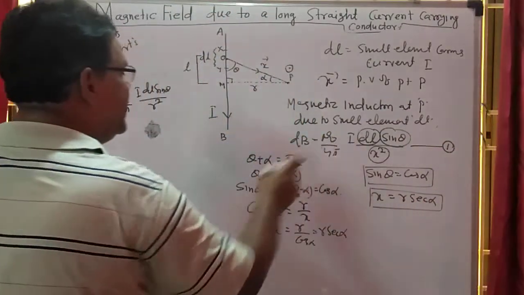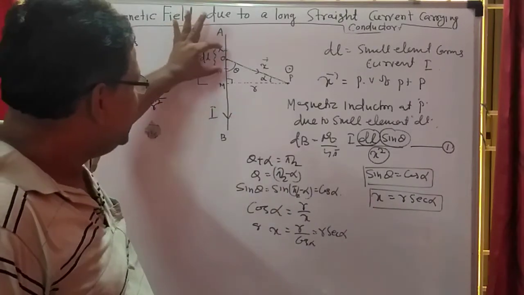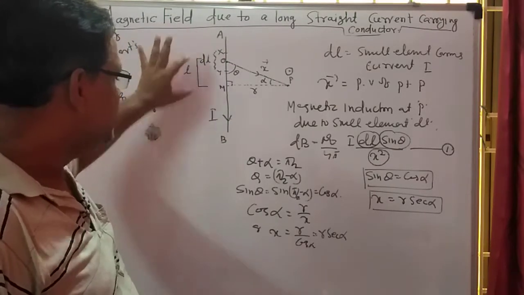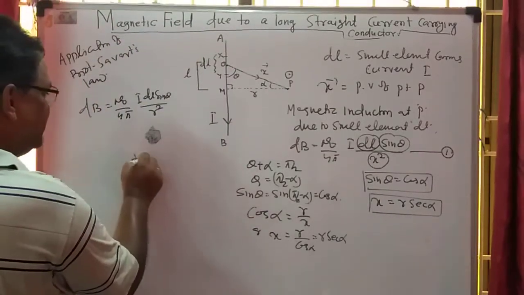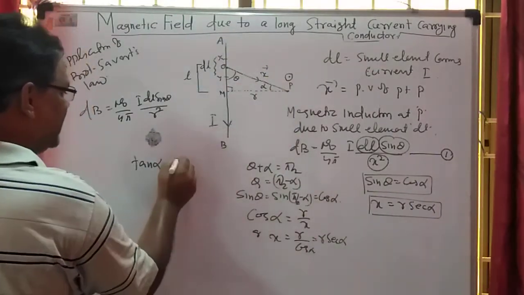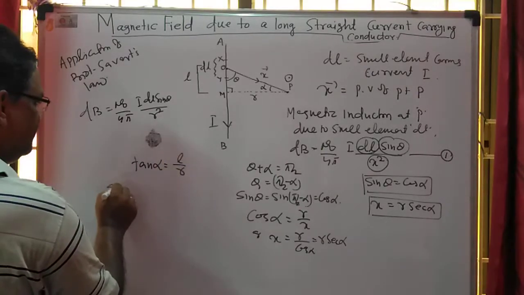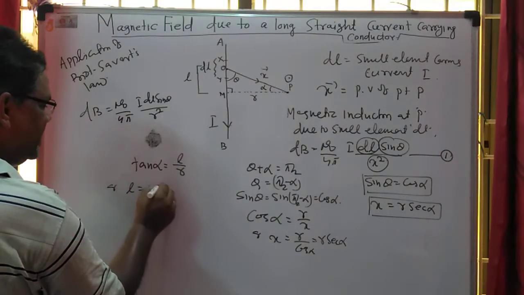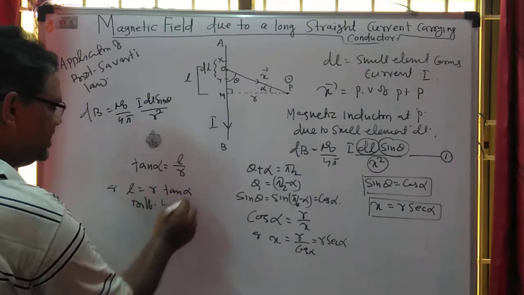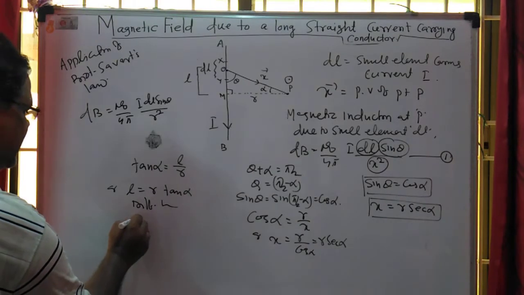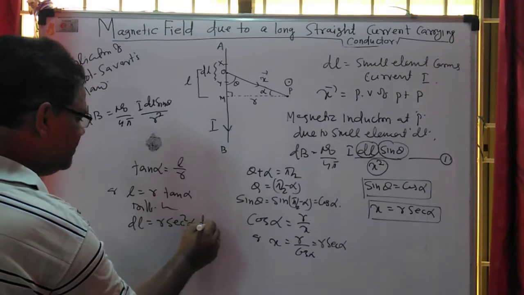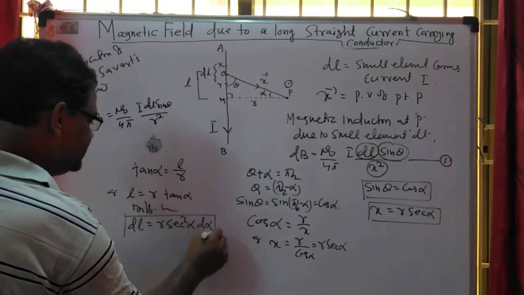Another part is to find dl. The small element is taken from the center of the element to the end, taken as L. From tan alpha equal to P upon B, that is L upon r, L equals r tan alpha. Differentiating both sides with respect to alpha, we get dl equal to r sec square alpha d alpha. So that is dl.